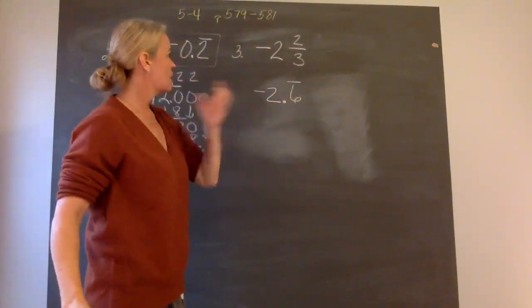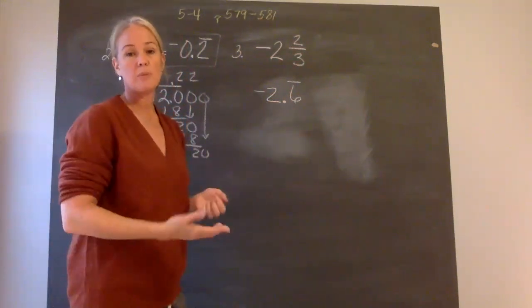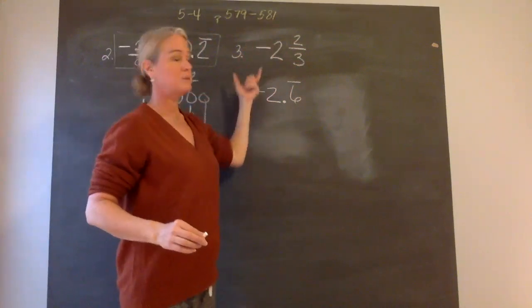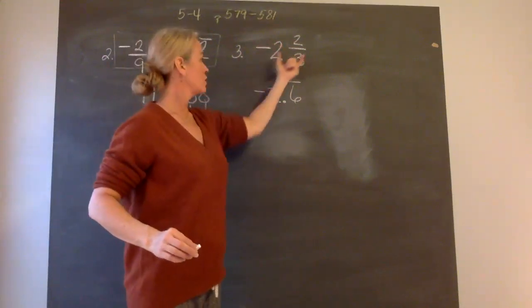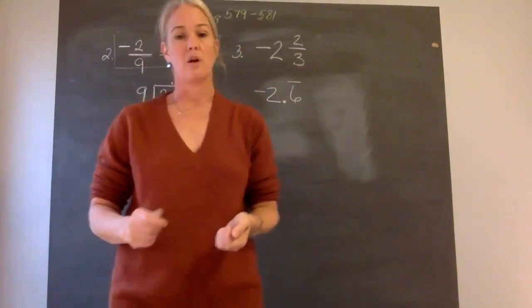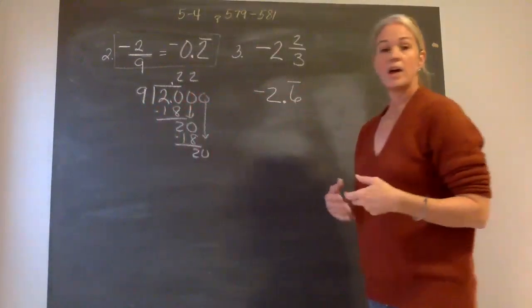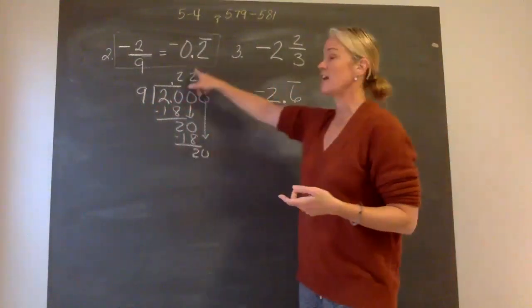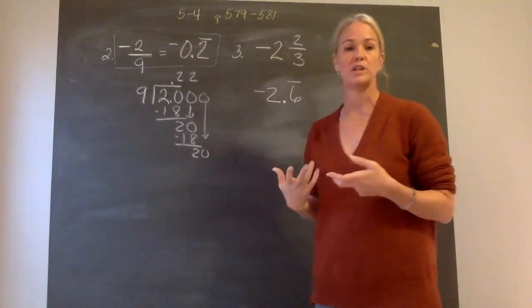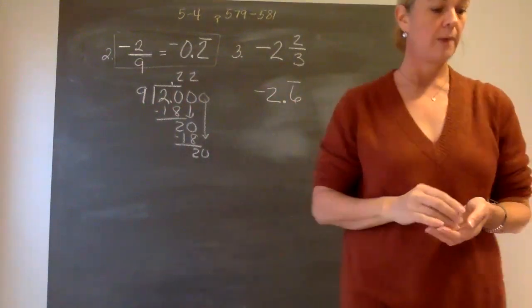So you can change it to an improper fraction, or you can piecemeal it, keeping the whole number separate from the fraction. When it's negative, you just have to make sure you remember to include the negative sign with it.